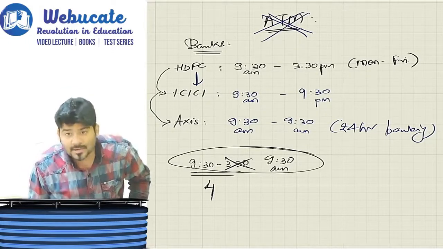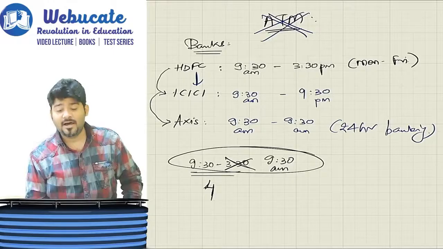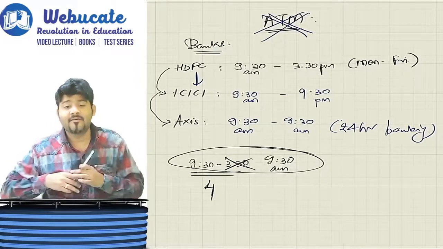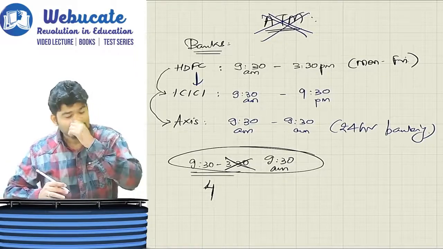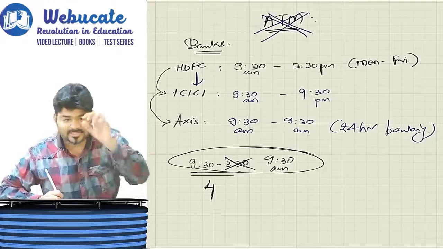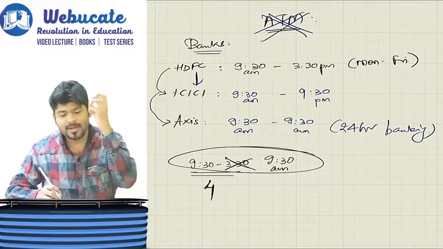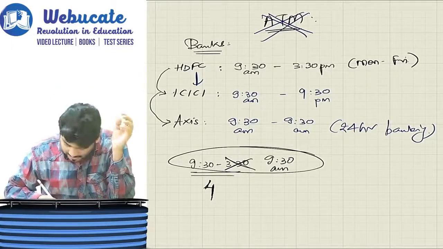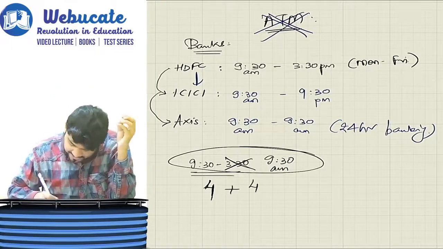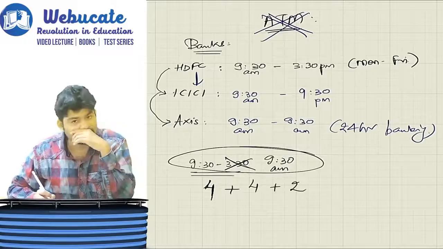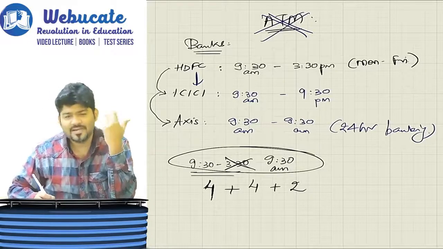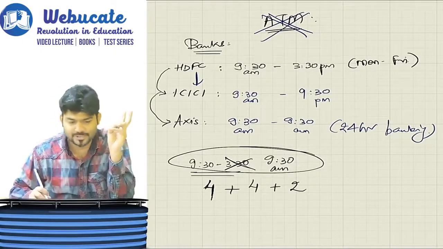So 9:30 a.m. to 9:30 a.m., this is our office timing. I mean, this is our bank timing. So can I say we will need cashiers? One bunch of cashiers we'll need for one shift, another bunch of cashiers for the other shift, and 2 more cashiers for the night shift. For the night shift, there will not be so many people coming in, so 2 cashiers will do.